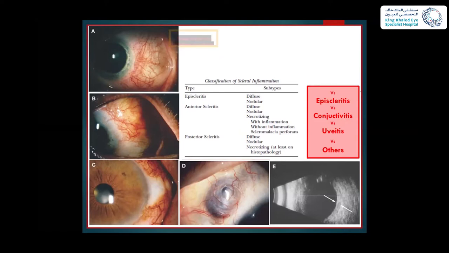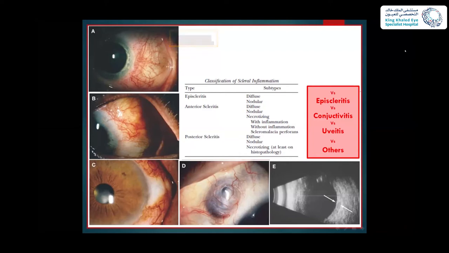First, by history, it can help us: the presence of the discharge, the intensity of pain, whether it is bilateral or unilateral, and whether there is any history of upper respiratory tract infection or not. Excellent. And by examination, the type of injection: is it more of a red eye or a pink eye?